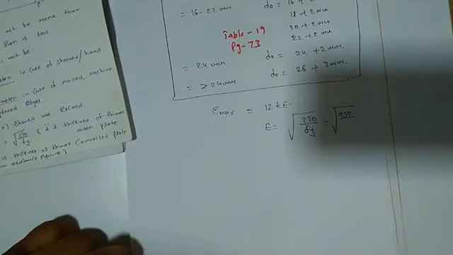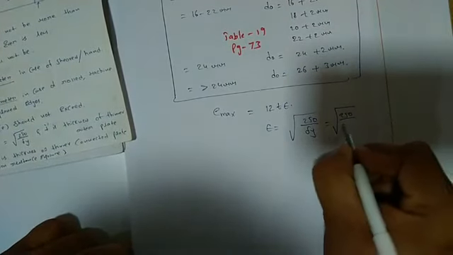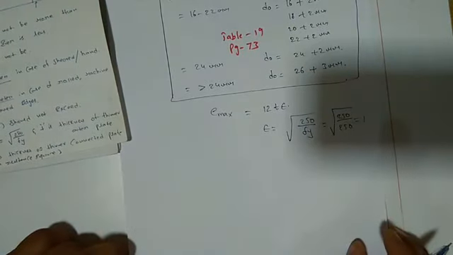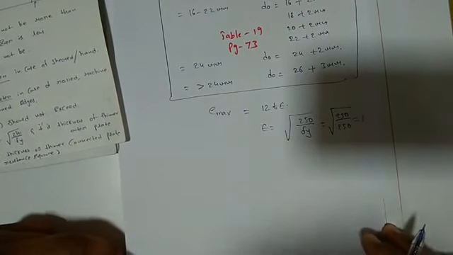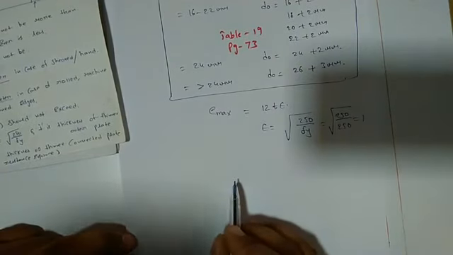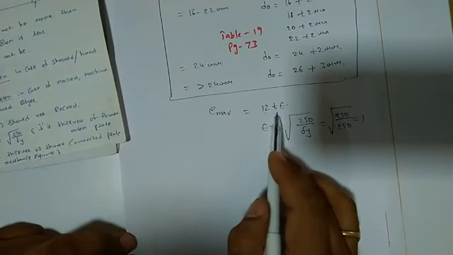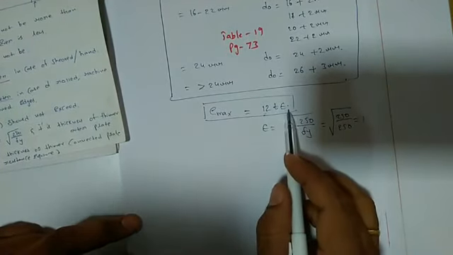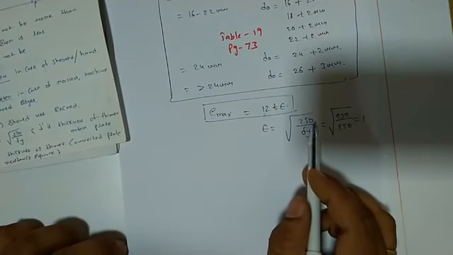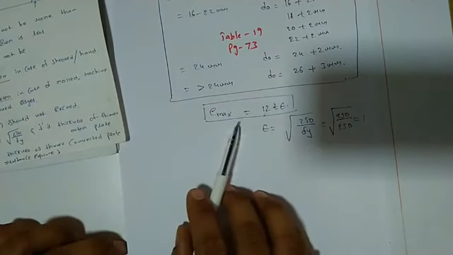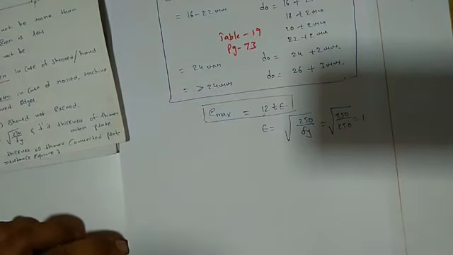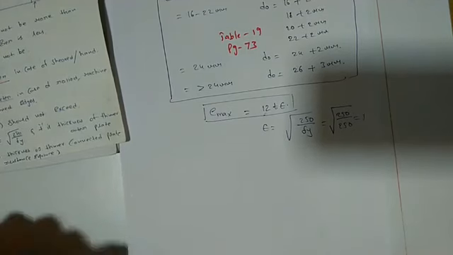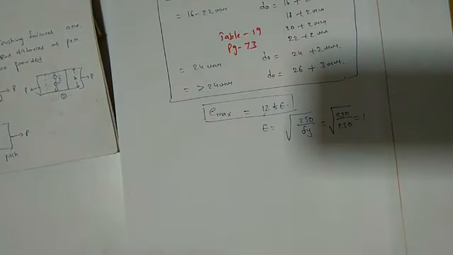Fy stands for yield strength of steel. What is the yield strength of steel? 250. 250 by 250 is nothing but 1. Okay, so that is what the epsilon value is. So the formula is 12 t epsilon, where t is the thickness of the thinner part and epsilon is nothing but the value 1. Okay, so that is the maximum edge value, and the minimum is 1.7 times d naught when it is in the field, 1.5 times d naught when it is in the shop, when it is machine cut. Okay, so that is how the code is telling about the edge distances.